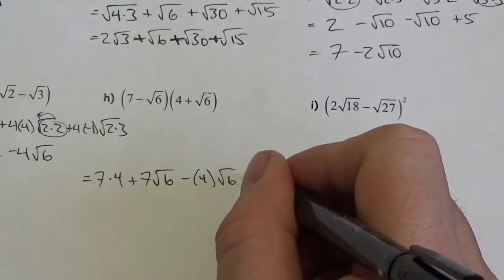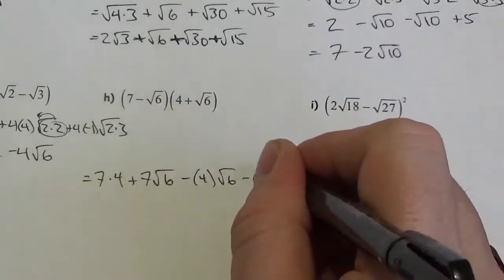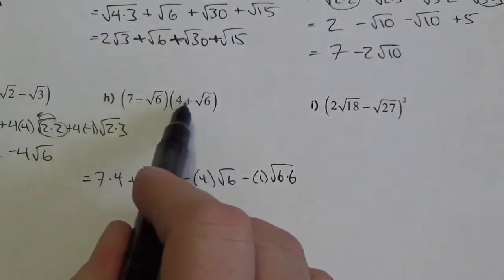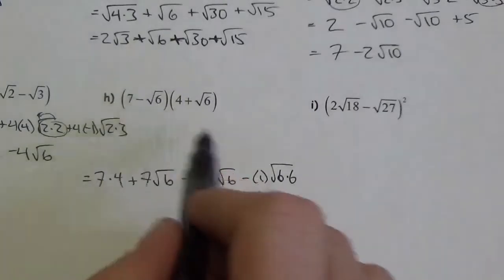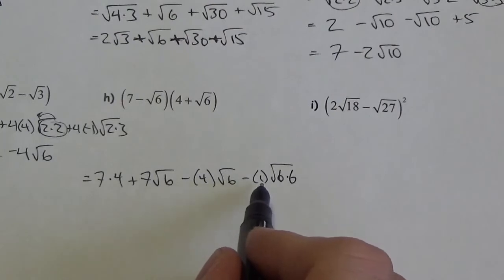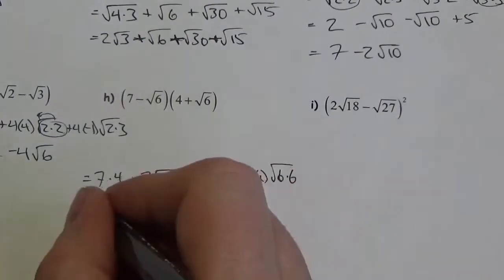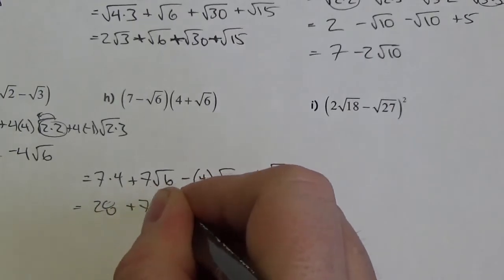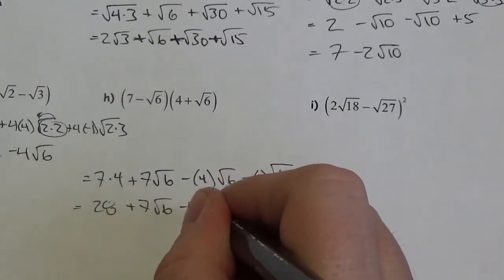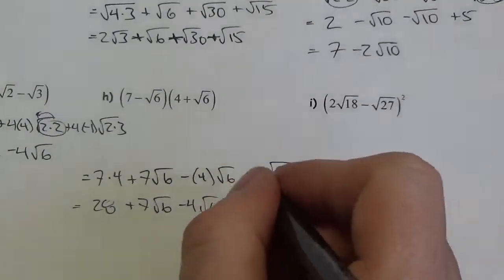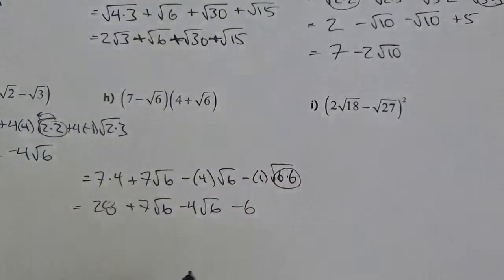And then minus 1, and then root 6 times 6. Okay, because it's going to be subtract and multiply by negative, the negative, and then there's a positive coefficient in front there. That's why that ends up looking like negative 1, and then 6 times 6. So 28 plus 7 root 6 minus 4 root 6. Because there are two 6's inside there, a 6 pops out. But there's a -1 there, so it becomes -6.